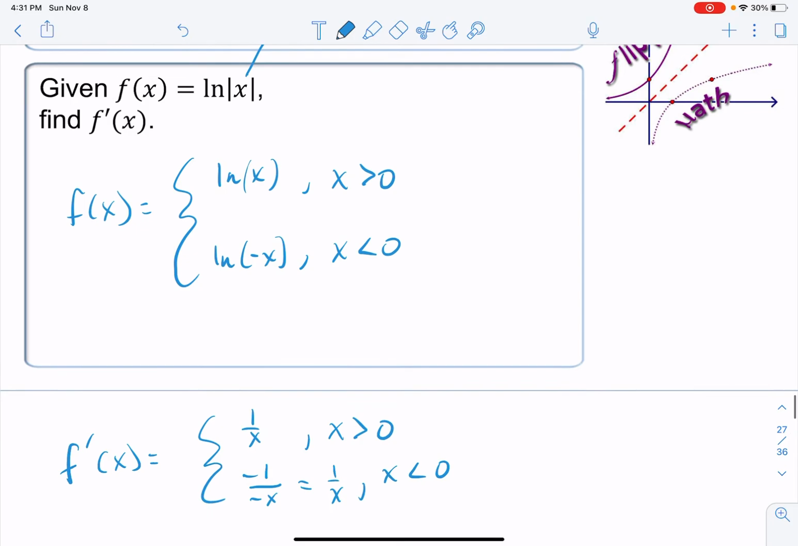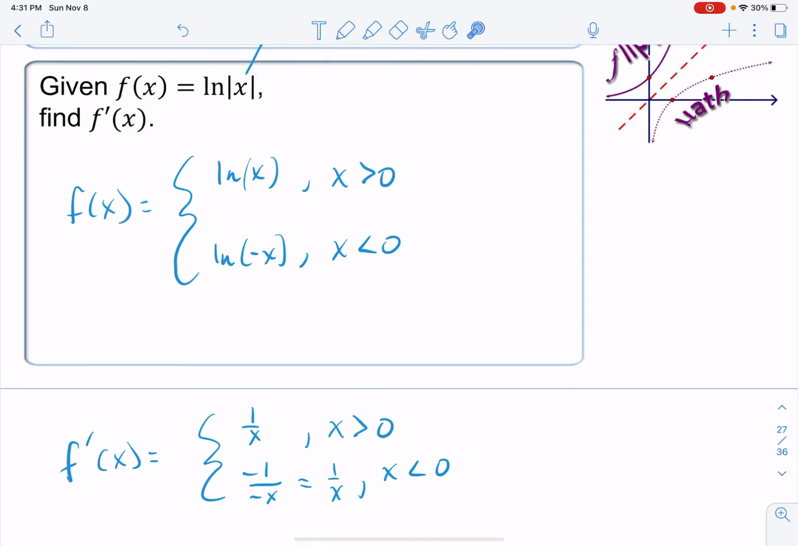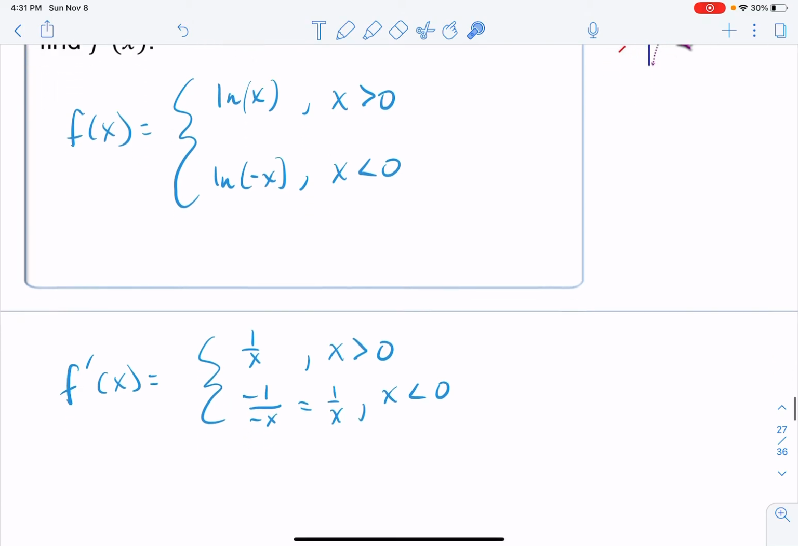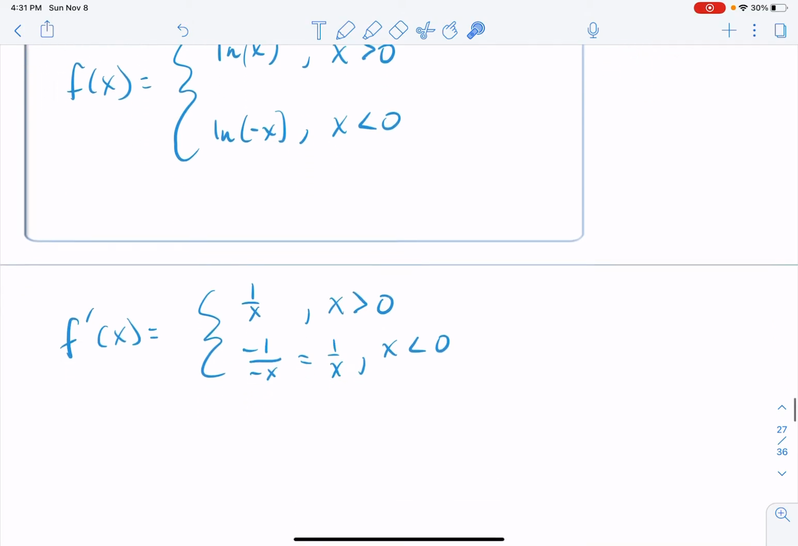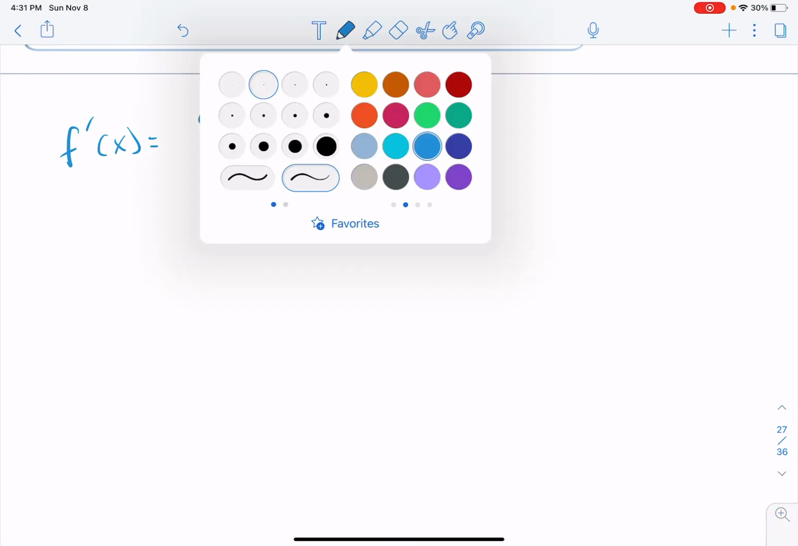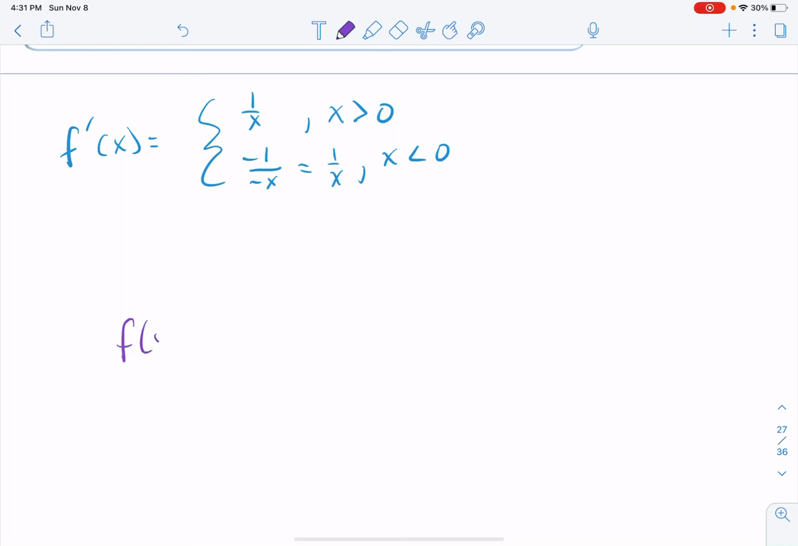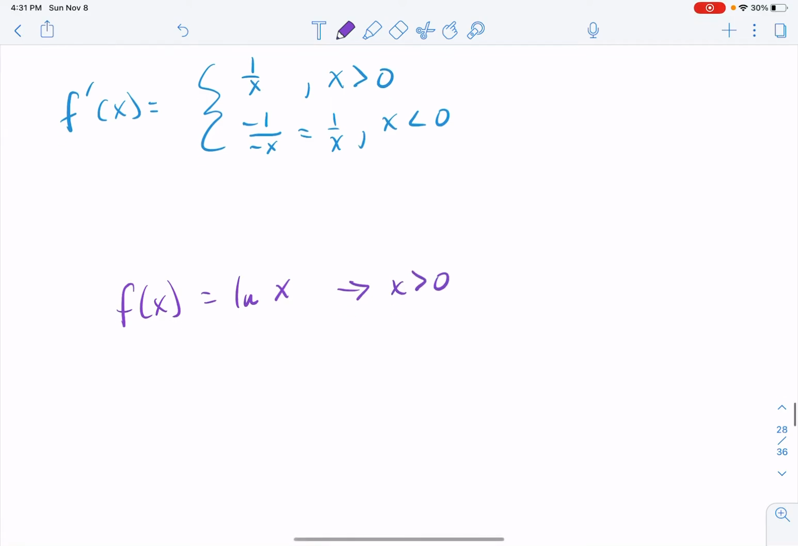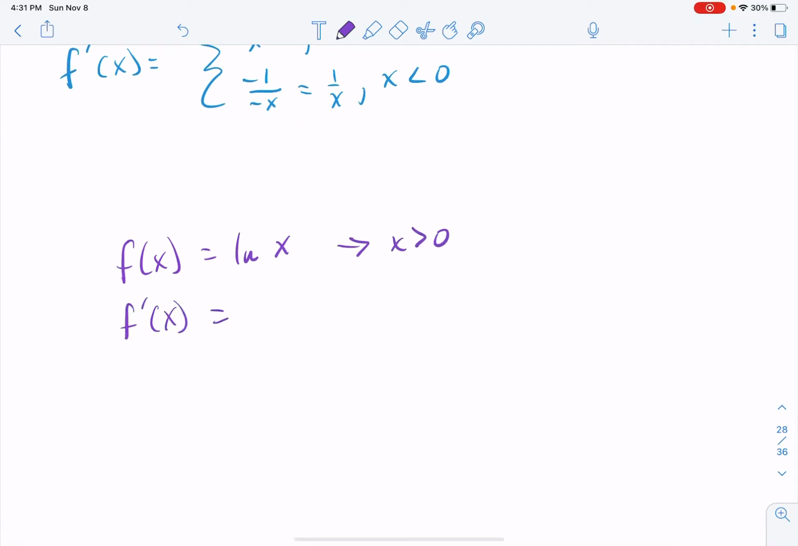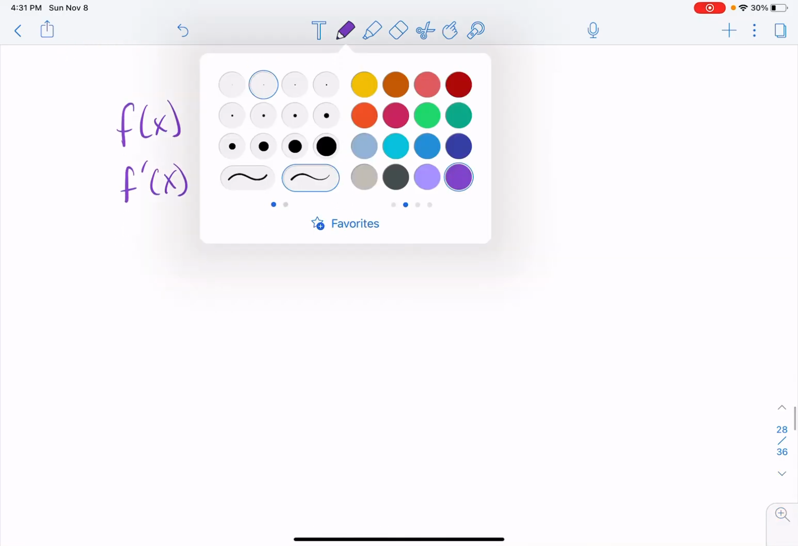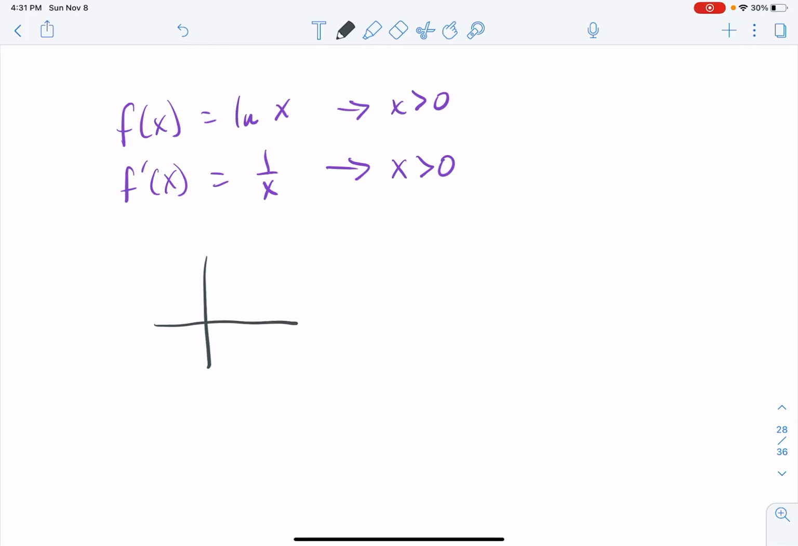What does that mean? It means that whenever you have absolute values in here, it's going to expand out the domain. For sure, it's going to allow you to include negative numbers. But as far as the derivative goes, it's still 1 over x. Now remember, when we talked about the natural log of just x, we said its domain is x greater than 0. And when we took its derivative, it's 1 over x, where the domain is still x greater than 0.